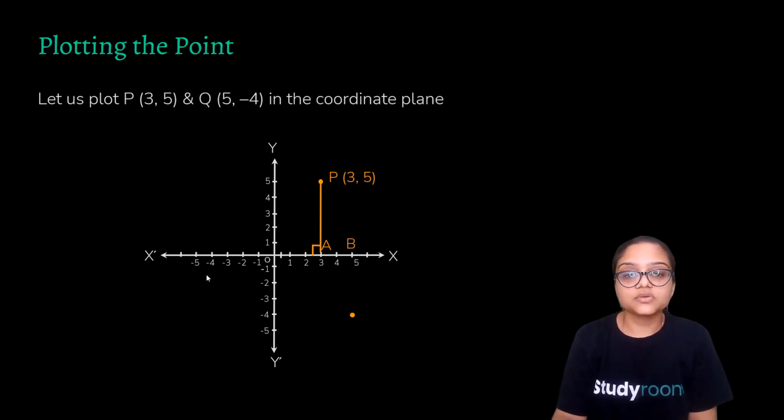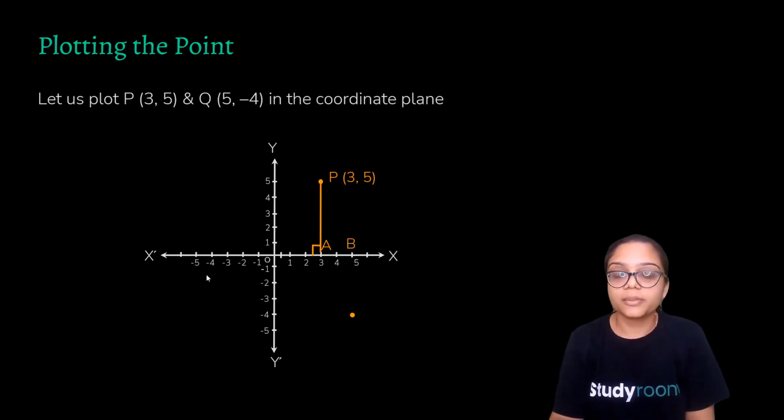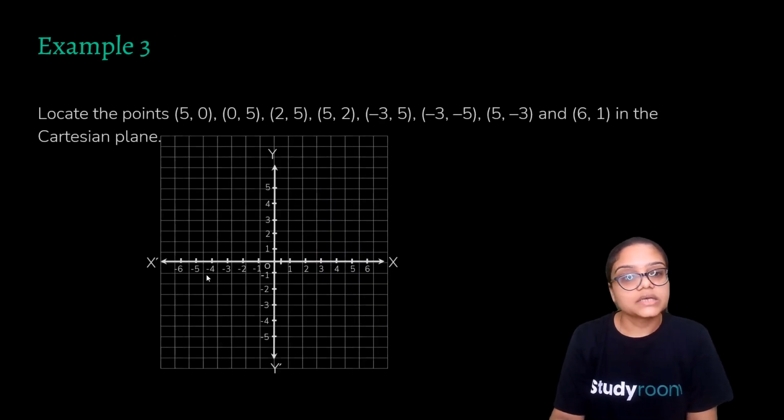In a similar fashion, we'll plot Q, given as (5, -4). Firstly, we'll go till 5 on the x-axis, assuming it's the perpendicular distance from the y-axis with y-coordinate 0. Then we'll draw a perpendicular. Since it's -4, we'll come down. So down till -4, and the point we got will be Q. Now locate the points given in the Cartesian plane. This question is for you. Just pause me and draw the coordinates, and then check with my solution. So just do it.